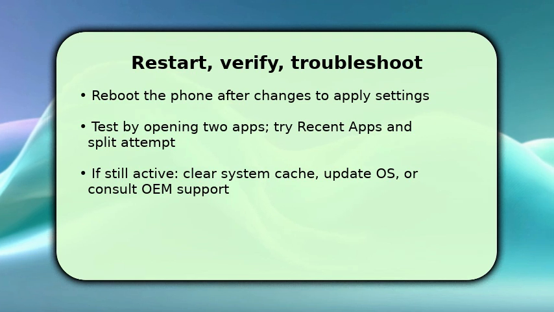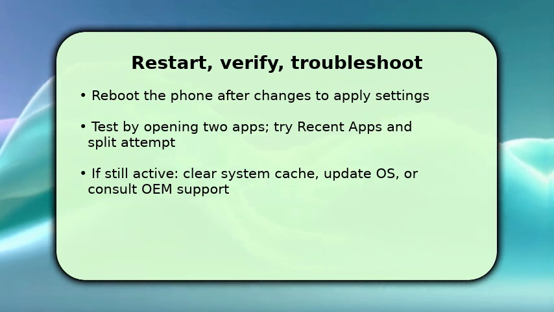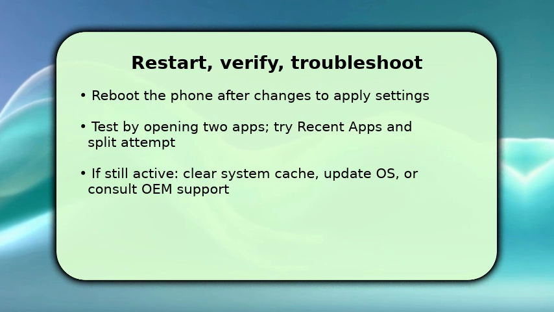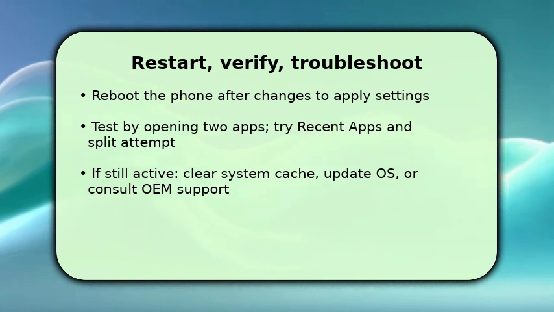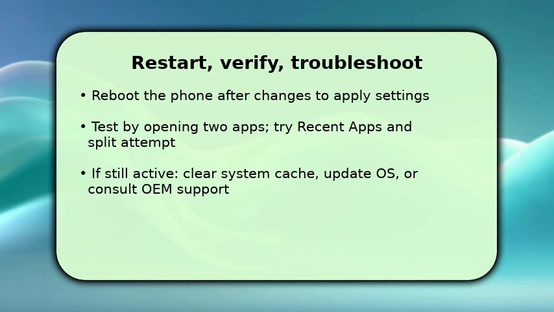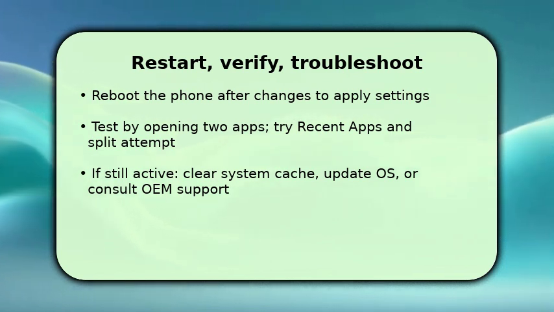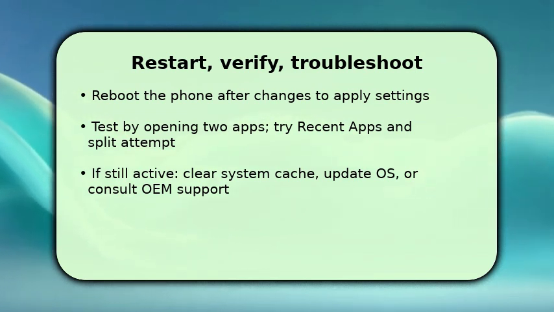If split persists, clear the system cache or the offending app's cache, install pending system updates, and repeat the ADB command if needed. If that fails, contact the device maker. Sometimes OEM skins override global flags and need vendor-specific fixes or updates.